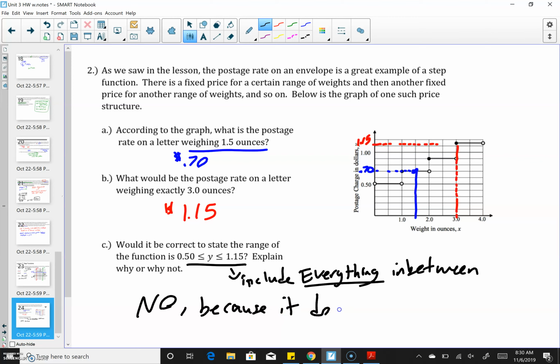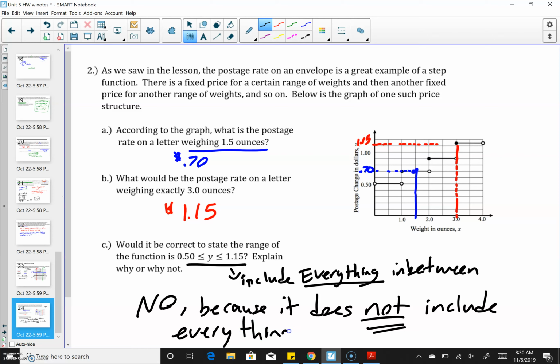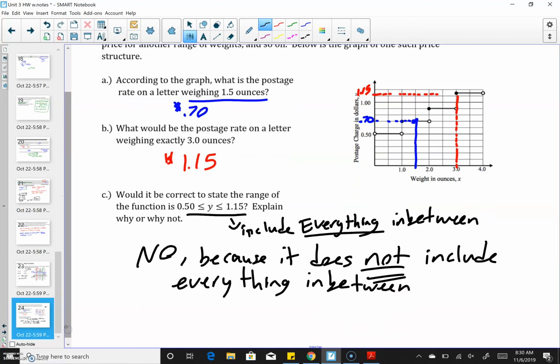So you can't write your range like that as an inequality because it does not include everything in between. So you got to be careful. For step functions, they only include specific numbers. So your range would literally just be those specific numbers, and you can't write it as an inequality because it does not include all of the numbers in between.